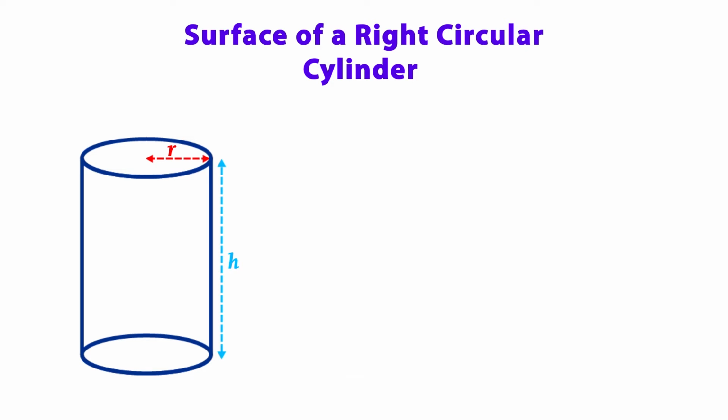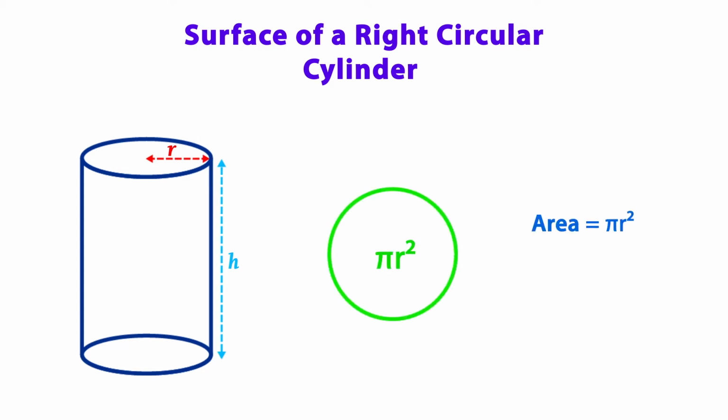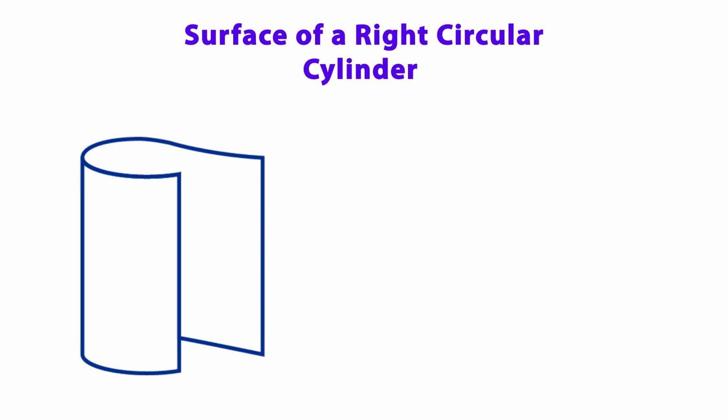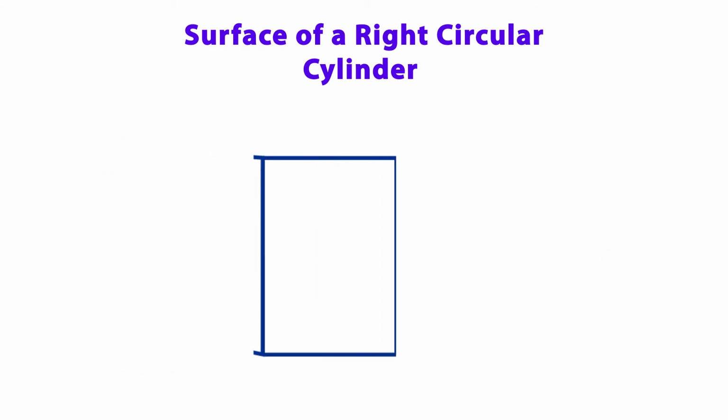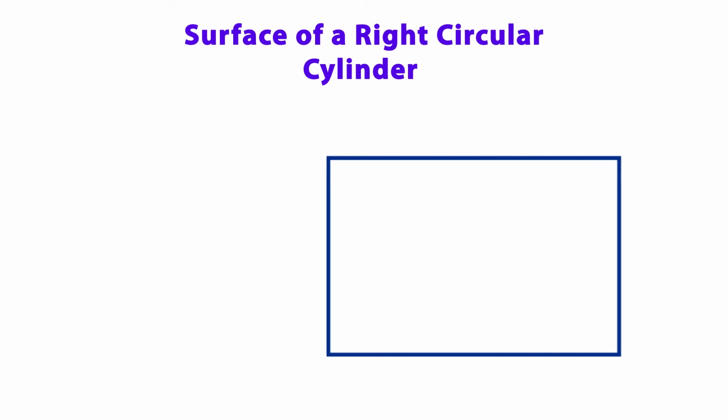We all know the area of a circle is calculated using the formula pi r squared. However, we need the area of two circles here. Therefore, the area of two circles is 2 pi r squared. Now we need to find the area of the curved surface. We know that if we cut the curved surface of the cylinder along a generator and open it out, we can obtain a rectangle. Therefore, the area of the curved surface can be obtained by multiplying the length of one side by the length of the other side.